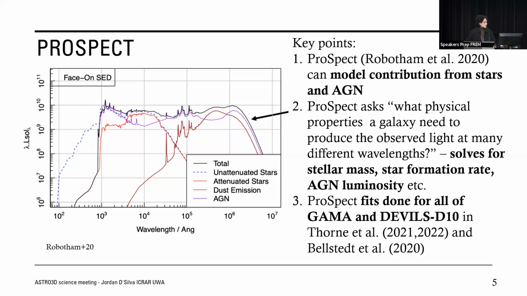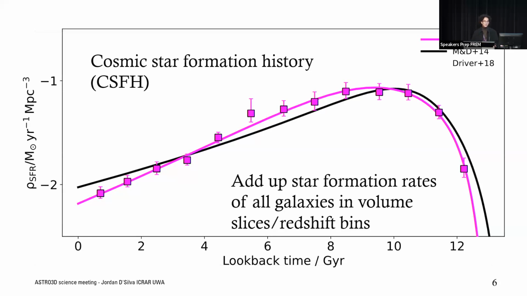So ProSpect was used to fit the SEDs, the light distributions, for a whole bunch of galaxies in the GAMA and DEVILS D10 catalogs, in work first presented by Thorne and others 2021 and 2022, and also Bellstedt and others 2020. So to look at star formation and AGN activity in the universe, we follow the approach of Driver and others in 2018 and calculate the cosmic star formation history. And this is our result here.